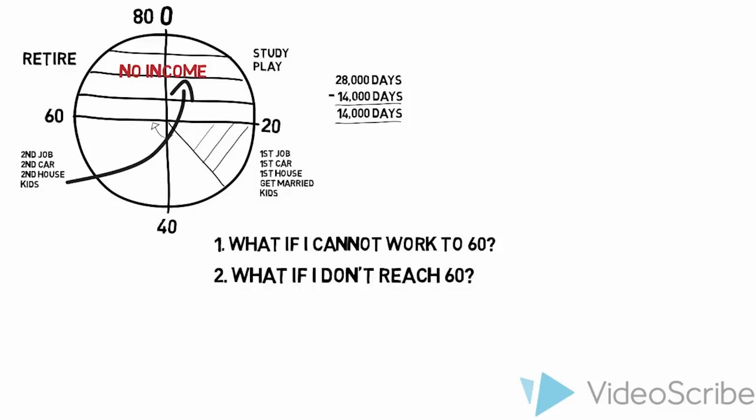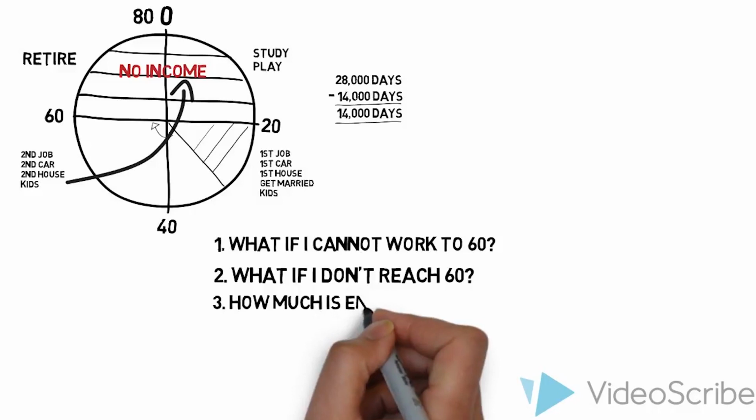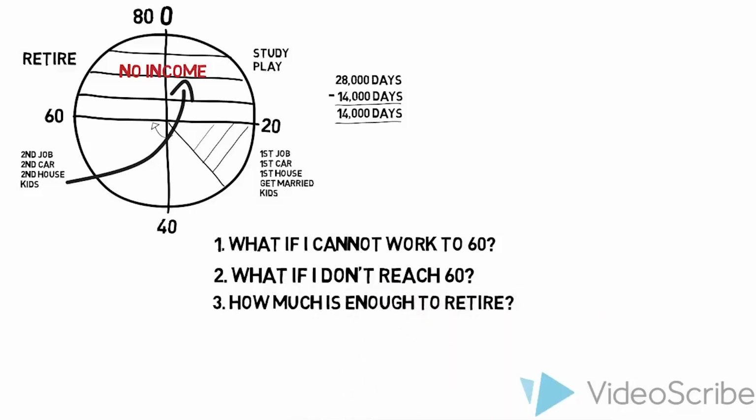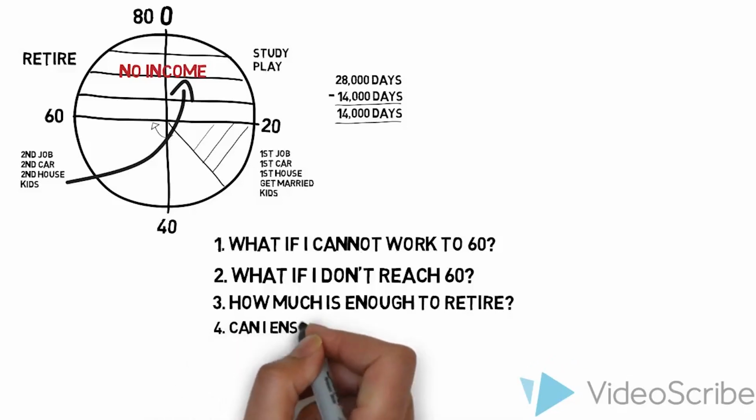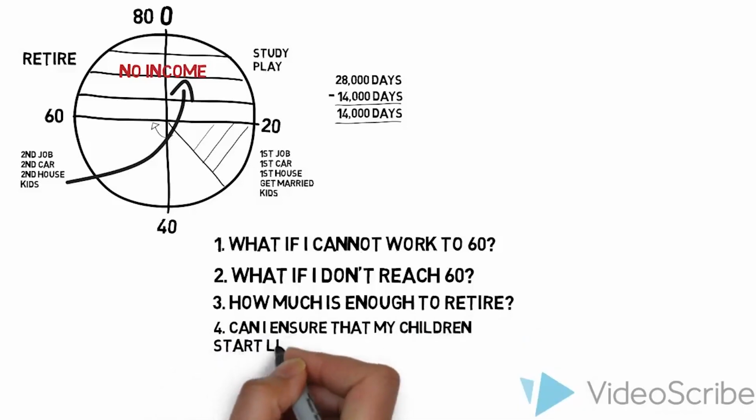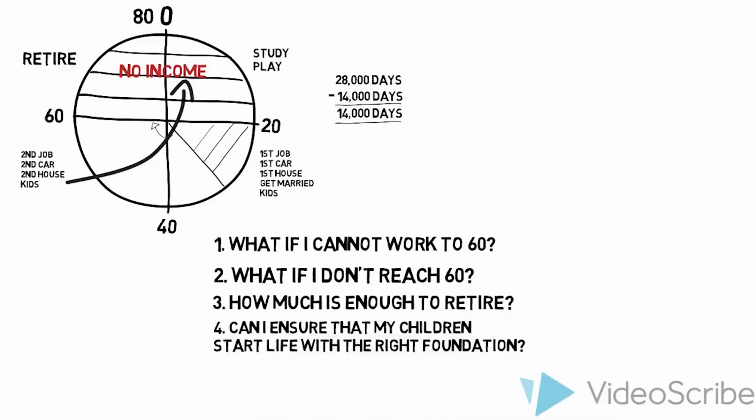And the way to handle this is if we use a product called life insurance, which is an income protection for my family in the event of death. My third biggest fear is, how much is enough to retire? Is $5 million, $10 million, $20 million, how much is enough to retire? Now, we all have different methods to answer this question. But one of the most important things is, how much is enough to be able to retire? Our fourth biggest fear is, can I ensure that my children start life with the right foundation? And the best foundation is to have the right education.